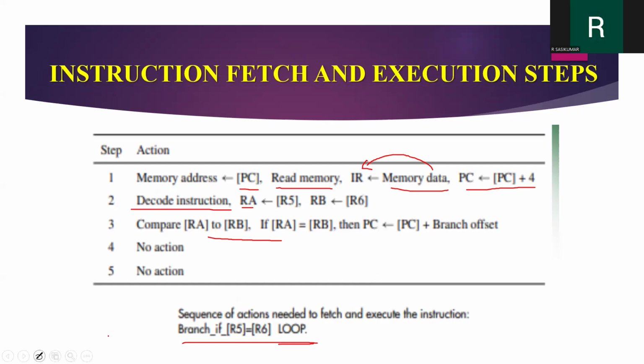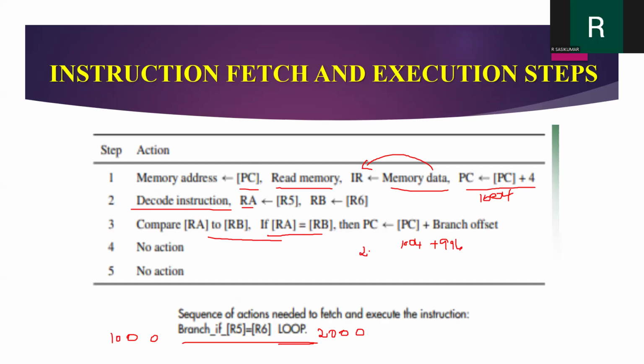Suppose the instruction is at address 1000, then the program counter points to 1004. The target address is the loop address, say 2000. How do we reach 2000? Once the condition is satisfied, if RA equals RB, then the content of the program counter plus the branch offset. The content of the program counter, according to this example, is 1004, and the branch offset is 996. So 996 plus 1004 gives you 2000.